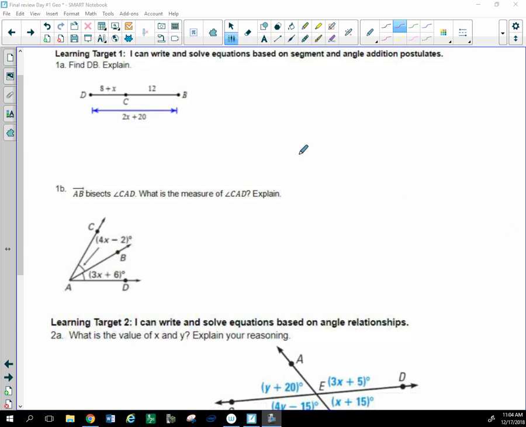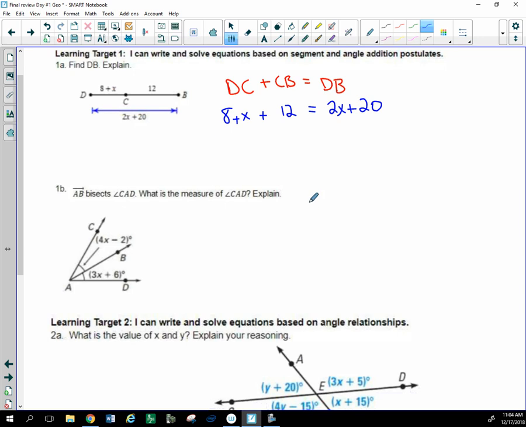I thought I'd start with the first problem with the learning target. The first learning target is about solving segment addition or angle addition. You may notice that DC plus CB will equal DB. So if I put in the information that I know here, DC is 8 plus x, CB is 12, and DB, the total distance, is 20x plus 2x plus 20.